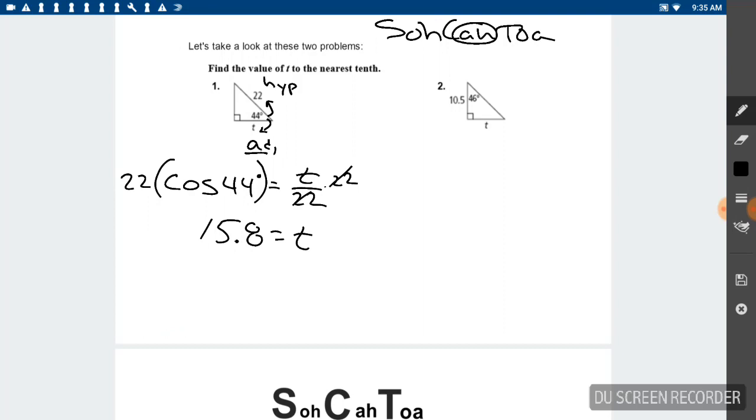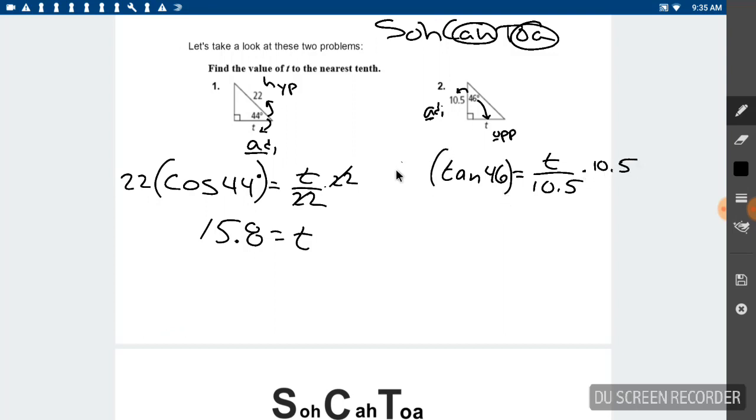46. Now my reference angle is at the top. It doesn't really matter where it is. Now you're looking at opposite and adjacent. So opposite, adjacent, that's the tangent. So tan 46 equals t, opposite over adjacent, 10.5. Again, variable on the top, so just multiply both sides by the denominator.